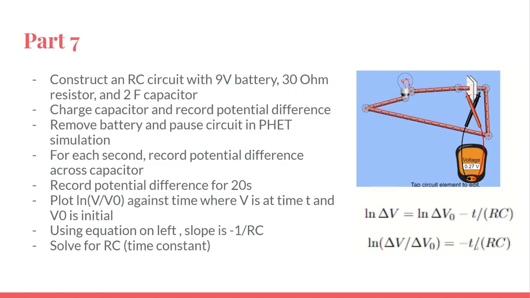Now, part seven, basically construct an RC circuit with a 9 volt battery, 30 ohm resistor, and 2 farad capacitor. So, charge the capacitor, record potential difference, remove the battery, pause the circuit in the PhET simulation. Then, for each second, record the potential difference across the capacitor, for 20 seconds. Then, plot ln of V over V0 against time, where V is at time t and V naught is initial. Using the equation over there, slope is -1 over RC, and then we solve for RC, which is the time constant.